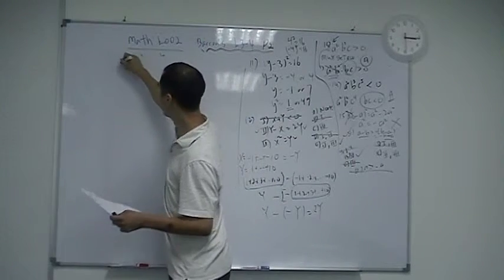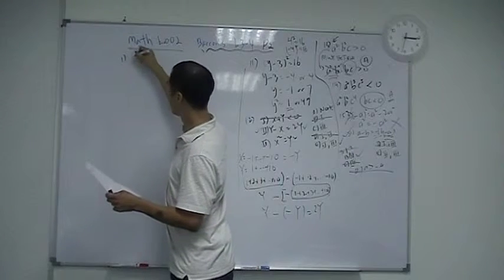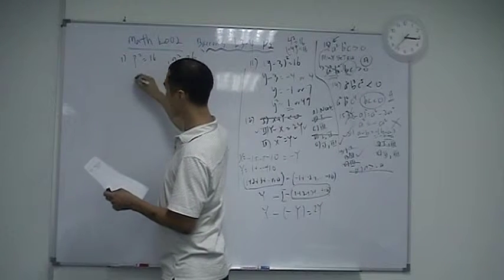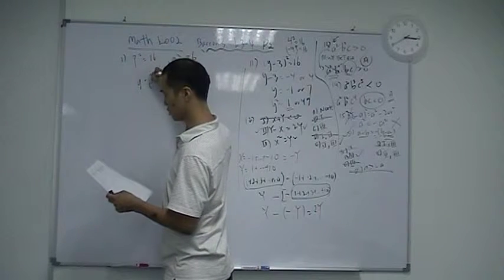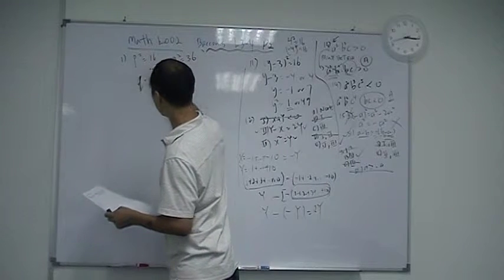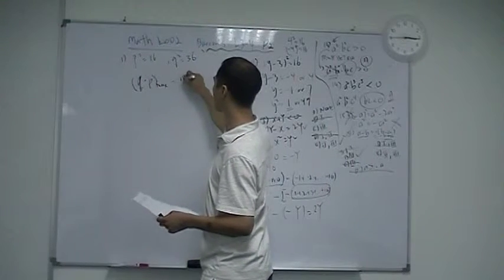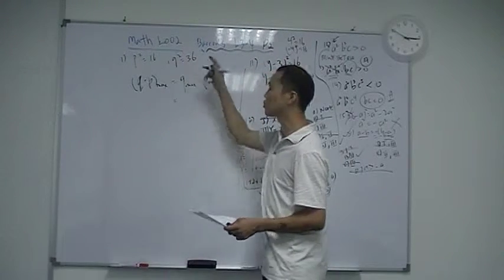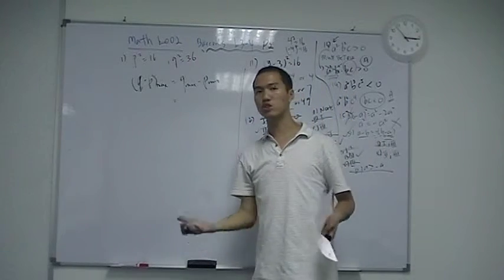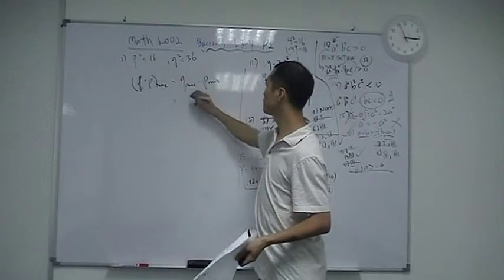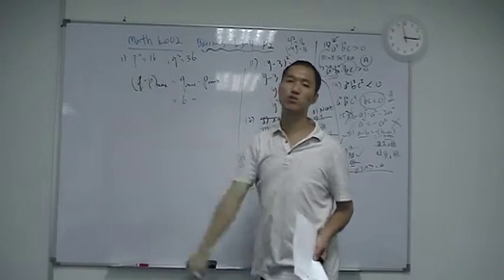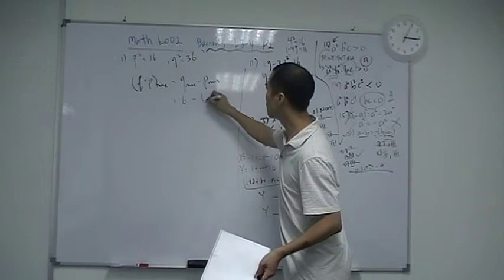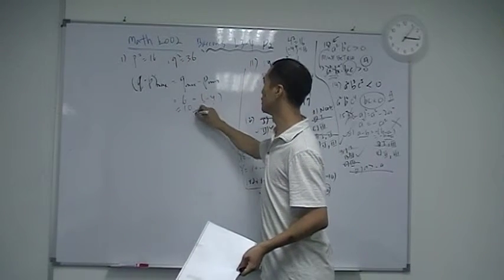Number 1: p squared equals 16, q squared equals 36. They want to find the largest possible value of q minus p. Maximum means you're looking for q maximum minus p minimum. Q maximum: because q squared equals 36, when you take the square root of both sides, you get positive 6 and negative 6. The maximum is positive 6. Minus p minimum: p squared is 16, so p can be negative 4 or 4. The minimum is negative 4. So the answer is 10.